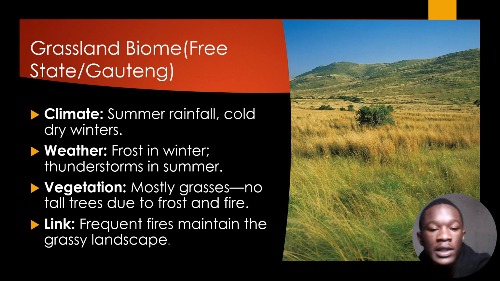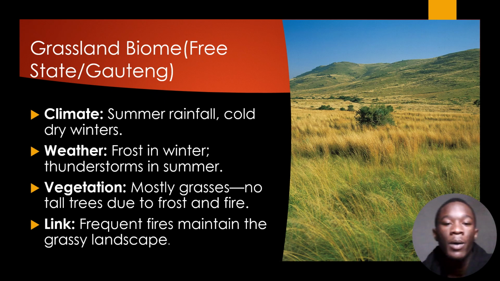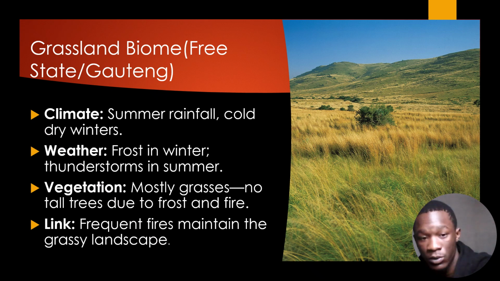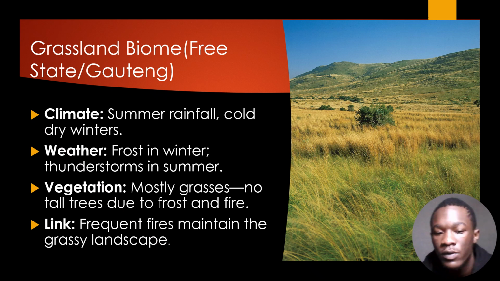So jumping on to our next slide, the grassland biome found in the Free State and Gauteng region. The climate in this region has summer rainfall and cold, dry winters, and the weather brings frost in winter and thunderstorms in summer. The vegetation is mostly grassy, with no tall trees due to frost and fire. How does this link to the grassland? Frequent fires maintain the grassy landscape, and on our far right you can see that this place is really grassy. There are not a lot of tall trees.